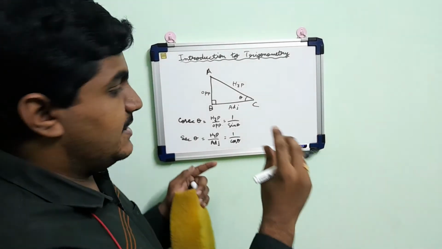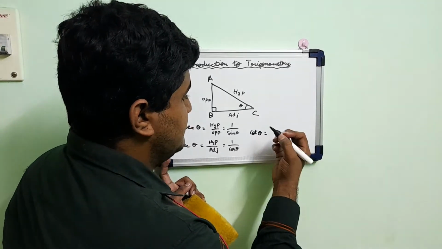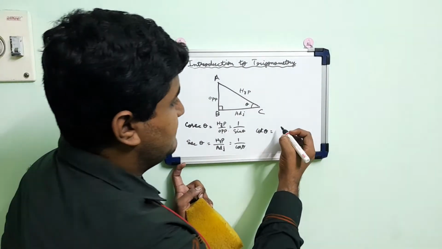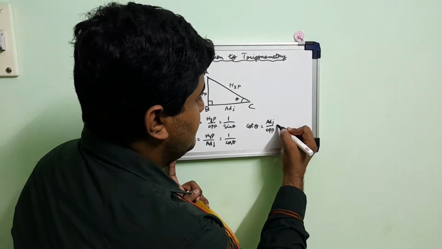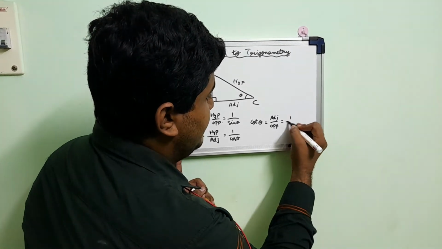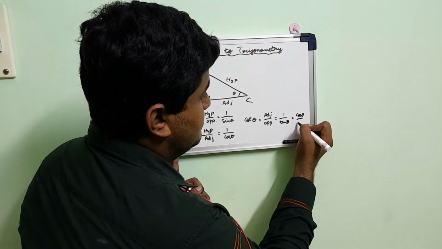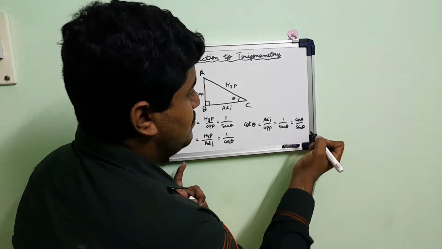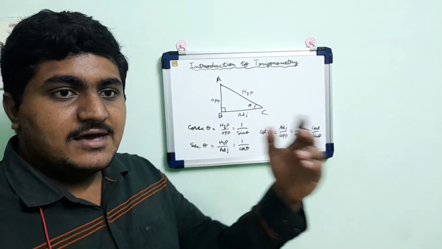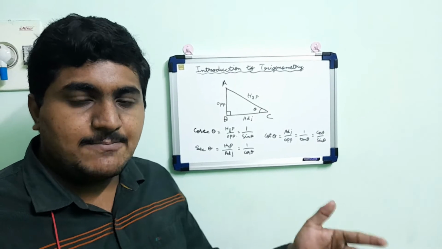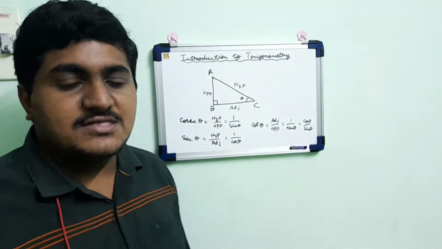And the final ratio is cot theta. Cot theta is the inverse of tan theta, so that can be represented as adjacent side by opposite. So that's equal to 1 by tan theta. It can also be written as cos theta by sin theta. So this is all about the 6 trigonometric ratios associated with the right angle triangle. Now we will see about the rest of the things in trigonometry.